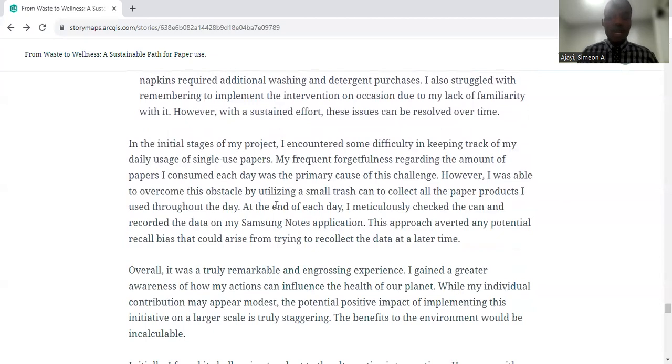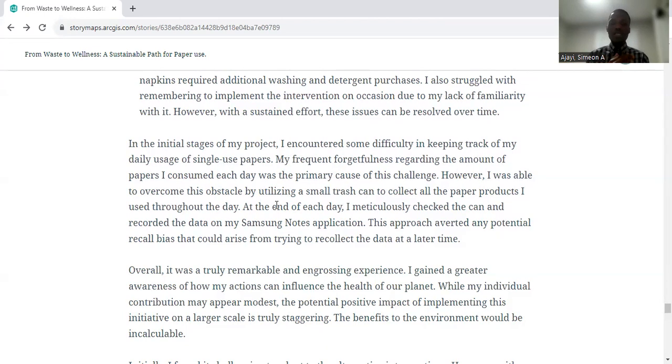In the initial stage of my project, I encountered some difficulty in keeping track of my daily use of single-use paper. My frequent forgetfulness regarding the amount of paper I consumed each day was a primary cause of this challenge, because at times I might forget to record this amount. However, I was able to overcome this obstacle by utilizing a small trash can to collect all the paper products I used throughout the day. At the end of each day, I meticulously checked the can and recorded the data on my Samsung Note application.